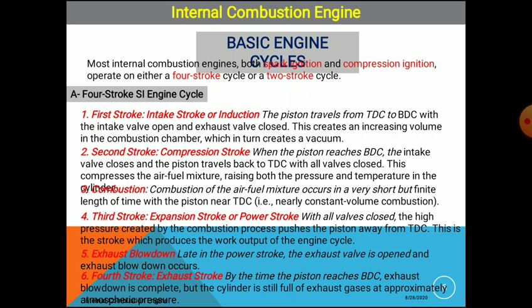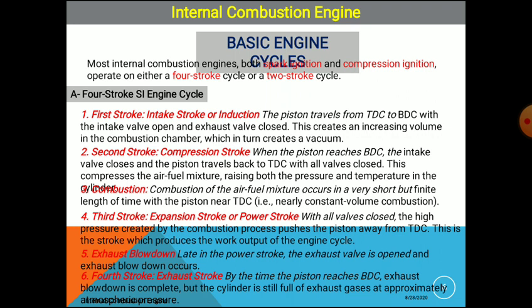Then the third stroke is the expansion stroke, or the power stroke. With both valves closed, the high pressure created by the combustion process pushes the piston away from the top dead center. This is the stroke which produces the work output of the engine cycle. Late in the power stroke, the exhaust valve is opened and the exhaust blowdown occurs. The fourth stroke is the exhaust stroke. By the time the piston reaches the bottom dead center, the exhaust blowdown is complete, but the cylinder is still full of exhaust gases at approximately atmospheric pressure.